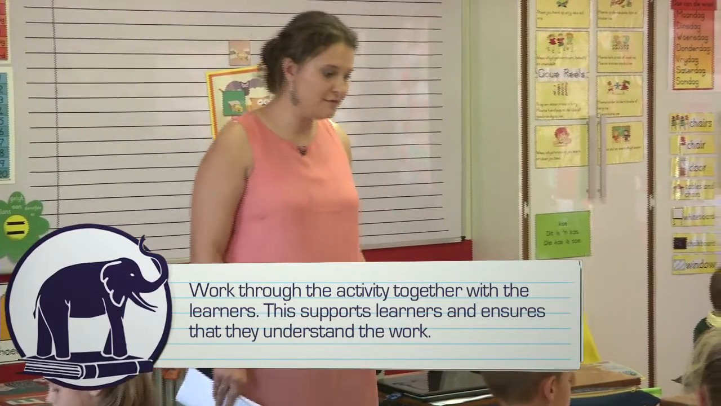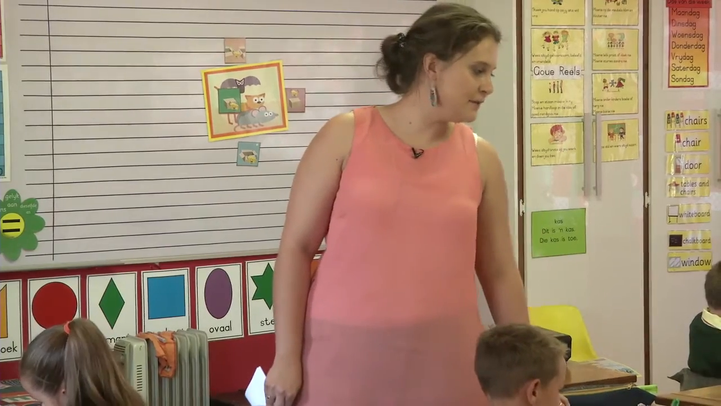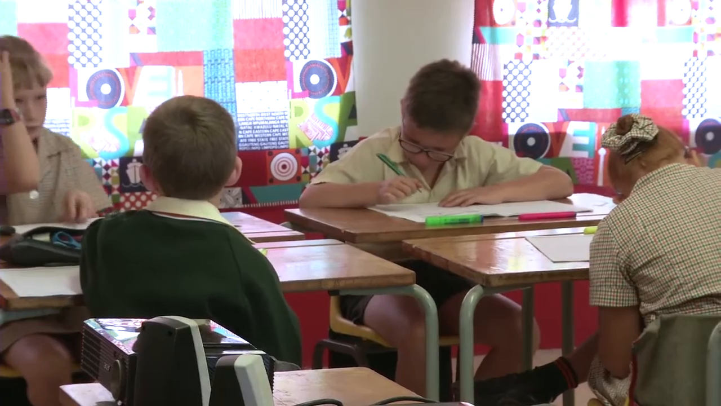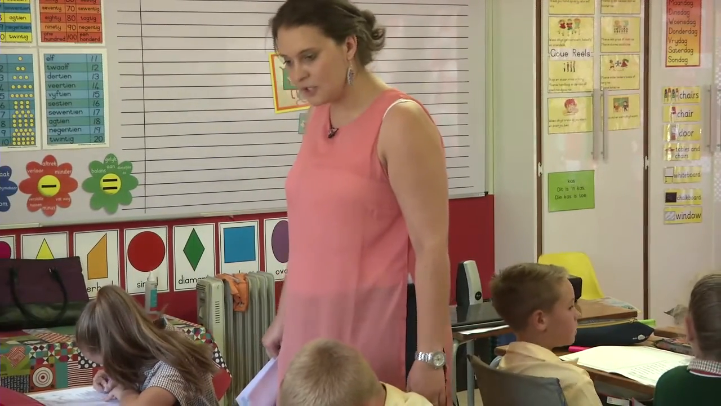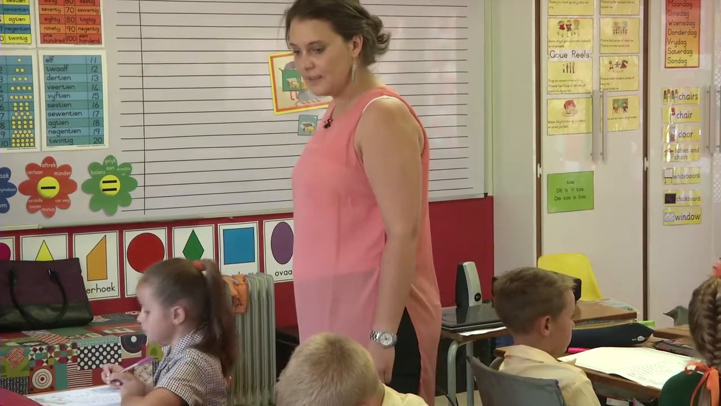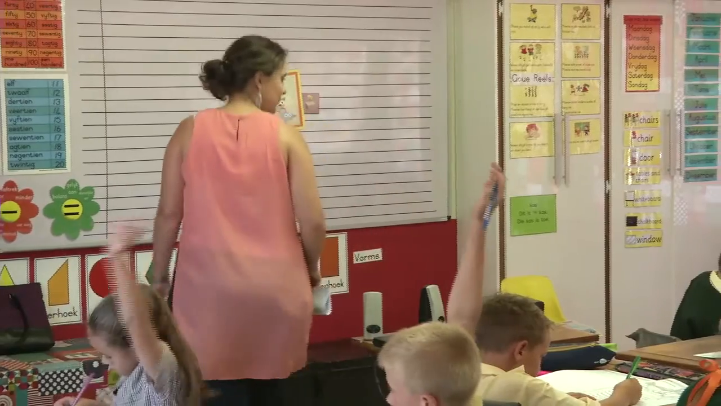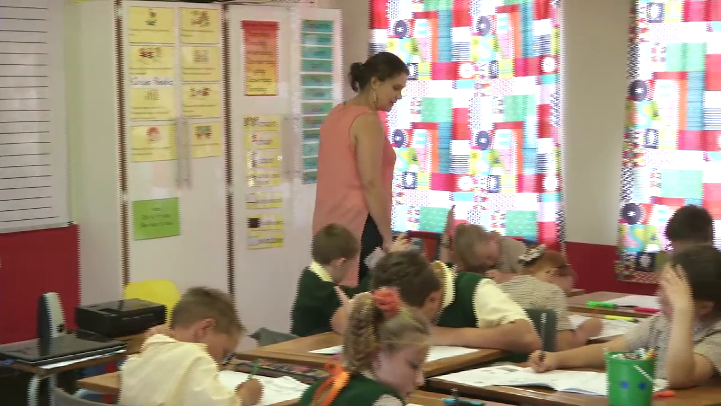Okay, number 5. The books are inside the box. Number 6. The sunglasses are in between. Who has sunglasses at home? Cool sunglasses. Do you wear them when it's hot outside?